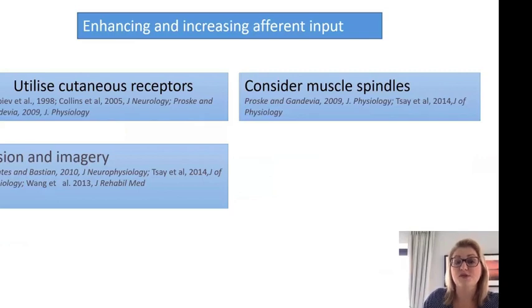We can consider muscle spindles and the position of those, and we can use vision and imagery, working within the visual field, making sure that the patients can see what their arms are doing.